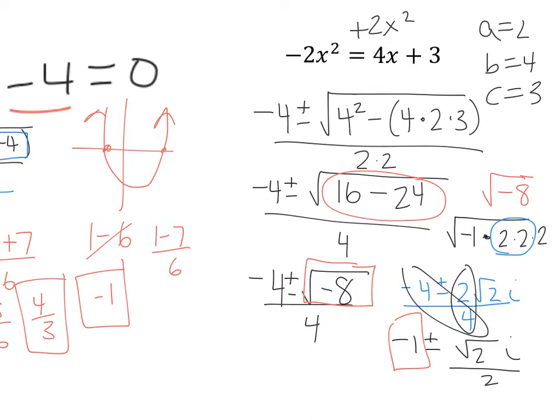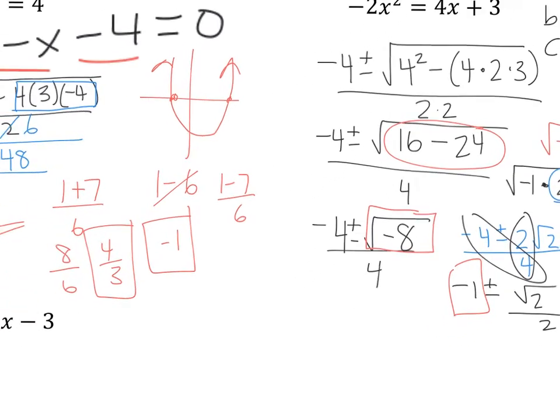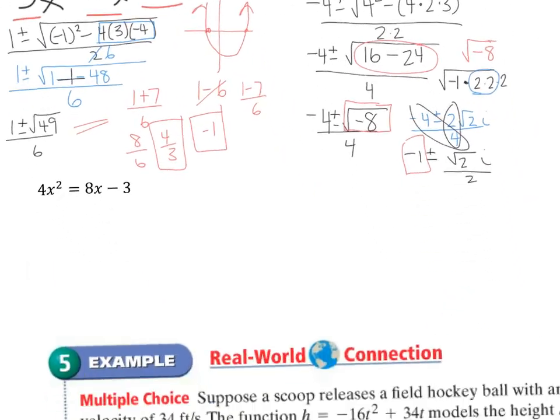So when we did Algebra 1, we just stopped and said, hey, we have a negative underneath the square root, so this isn't a real solution. But now we know that there can be imaginary solutions in our complex number system.